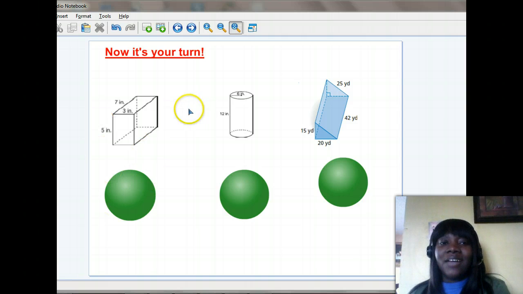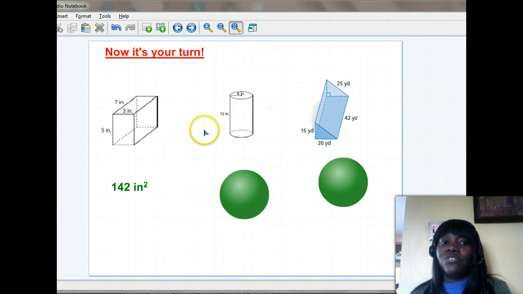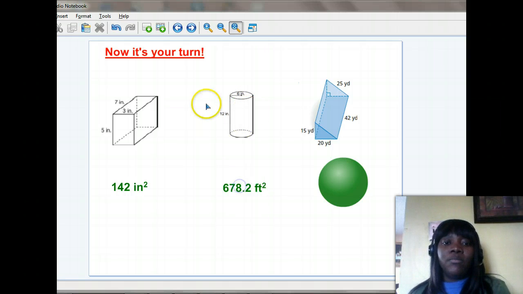Alright, welcome back. So here is the answer for this rectangular prism. 142 square inches. Hopefully that was your answer. If not, go back and check your calculations. And here the surface area of this cylinder will be 678.2. Again, here we round it to the nearest tenths.